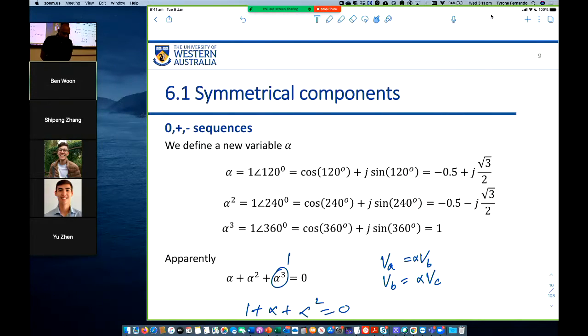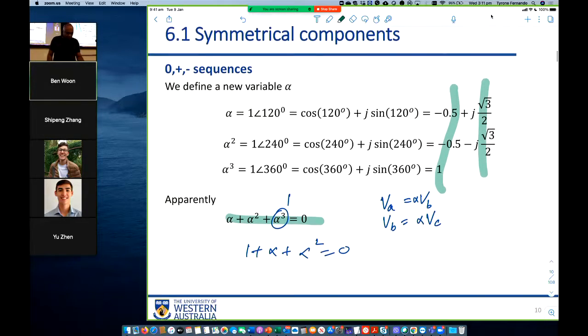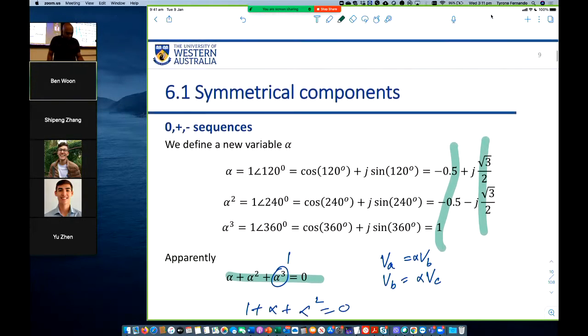And another thing that we notice is alpha plus alpha squared plus 1 is in fact 0, right? Complex numbers, if you add them up, they add up to 0. It's pretty obvious here, because if I add the real parts, it becomes 0. If I add the imaginary parts, it becomes 0. So this equation holds. What else can we say?